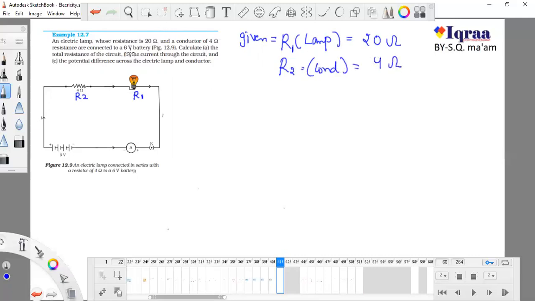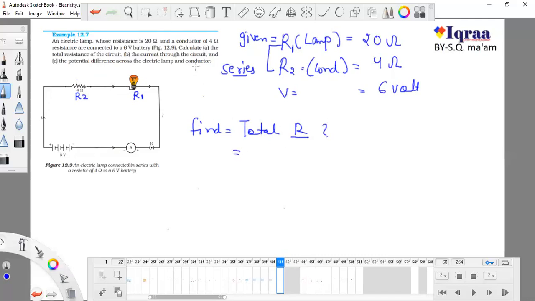It is also telling me about the battery, that is 6 volt. Write down here so that it is easy for me to find. Now calculate the total resistance. What should I have to find? Total R. And one more thing, both of them are in series. Very good news. You can see both of them are in series. I don't have to struggle so much in this question, and I have to find out total R.